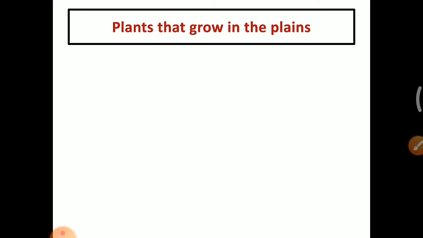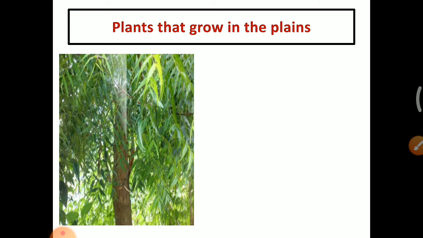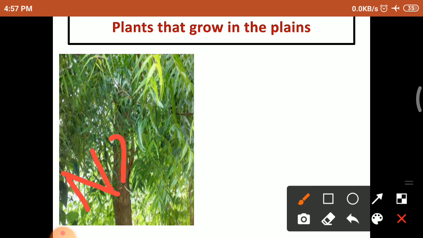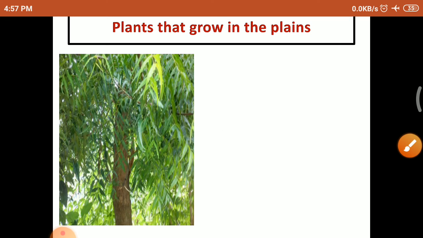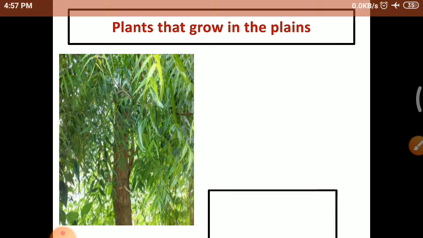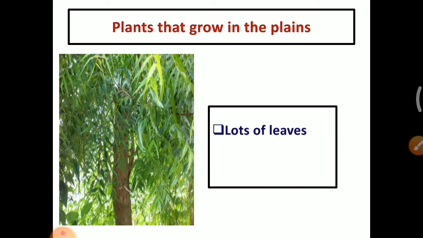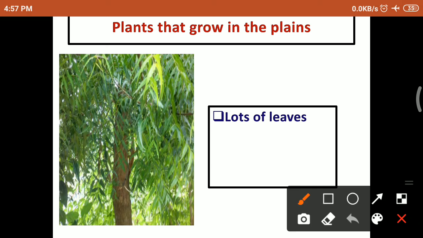The next one, plants that grow in the plain area. Can you identify what this image is? You know this. This is a neem tree. So this neem tree grows on land, that means in a plain area. So what are the features of this plant grown in the plain? The first feature is it has a lot of leaves. And look at this neem tree, it has a lot of leaves.